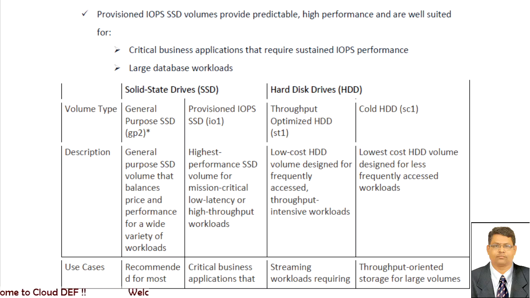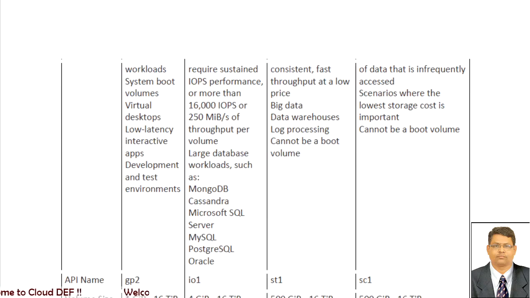Use cases. Recommended for most workloads: system boot volumes, virtual desktops, low-latency interactive apps, development and test environments. Critical business applications that require sustained IOPS performance, or more than 16,000 IOPS or 250 MiB/s of throughput per volume. Large database workloads, such as MongoDB, Cassandra, Microsoft SQL Server, MySQL, PostgreSQL, Oracle.